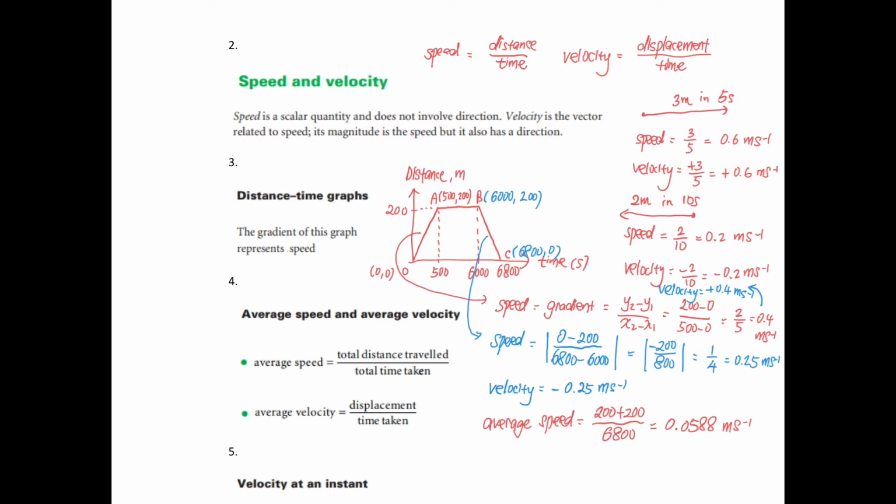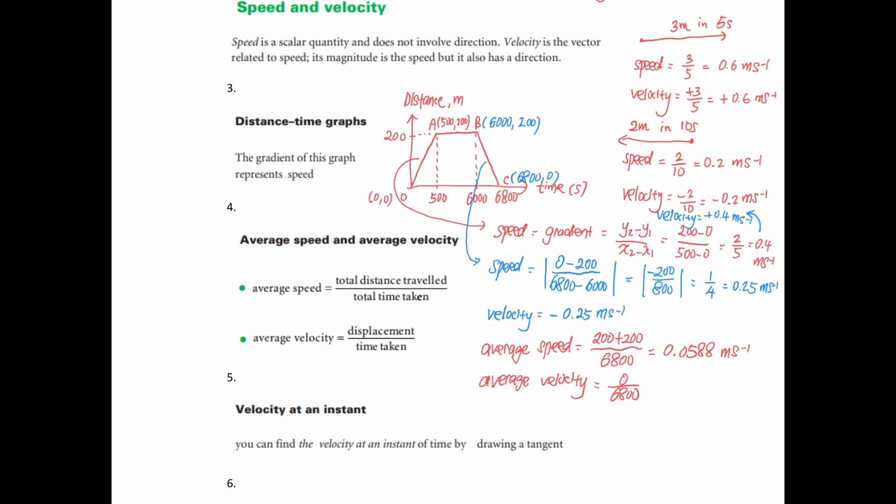Now how about the next formula, average velocity, displacement over time taken. For this case, if the student starts from here, goes to school, stays in the school and comes back, at the end the displacement is 0. So the average velocity is 0 over 6,800.